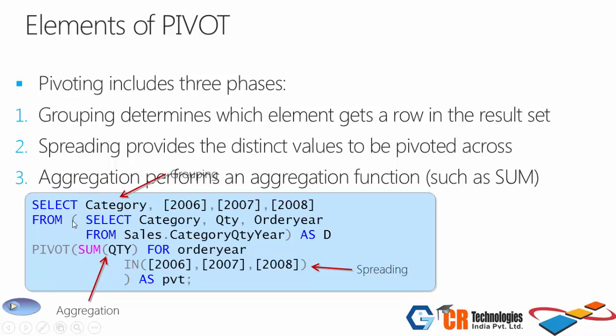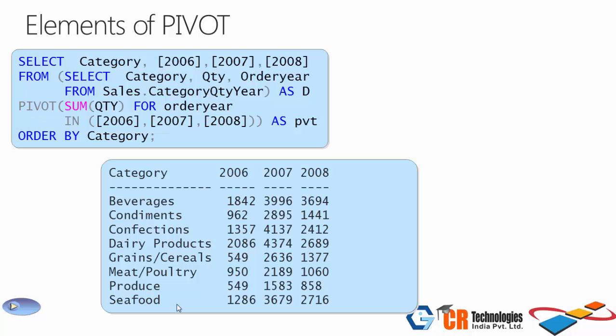I'm going to say from, and here I'm going to say select category, quantity, and the order year from sales.category year as D. And I'm going to say pivot these values now which are coming, sum the quantity for the order year for each year. In 2006, 2007, and 2008, you can see this should match. Okay, so we are spreading this out as pivot. Now it's as simple and easy as this to pivot, and it's almost exactly the opposite of that in case you want to actually unpivot.